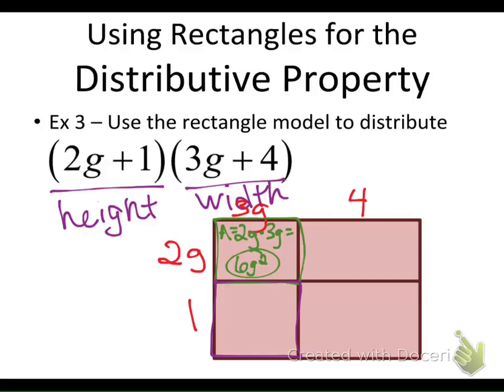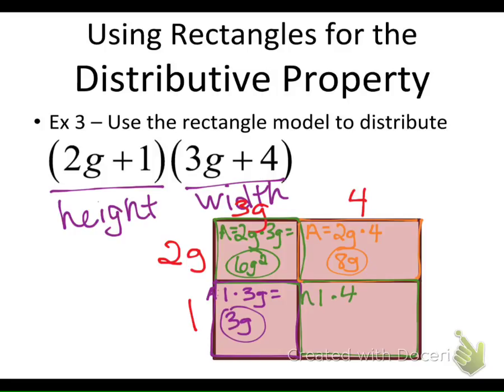All right, so for this bottom one, what is my height? 1 times 3g. What do I have? 3g. Let's move over to this. 2g times 4. Hold on just a minute. A equals 2g times 4. 8g. All right. 1 times 4 equals 4. No, we're not done with that.